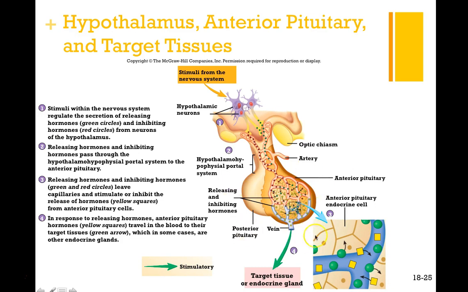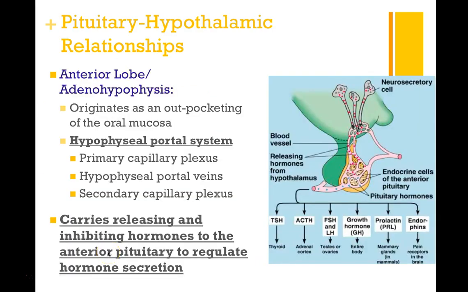So then after it travels through this capillary system in the anterior pituitary gland, it moves through the vein, leaving the pituitary gland over to our target tissues. Now let's talk about that anterior lobe just a little bit more. It originates from an outpocketing of the oral mucosa when we are a fetus. And like we said, this portion right in here is a part of the hypophyseal portal system.